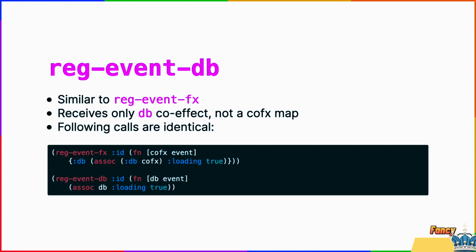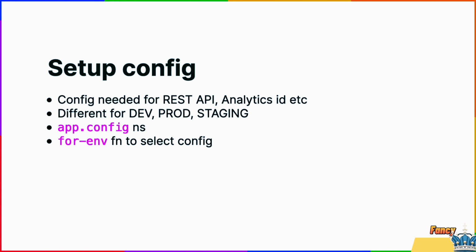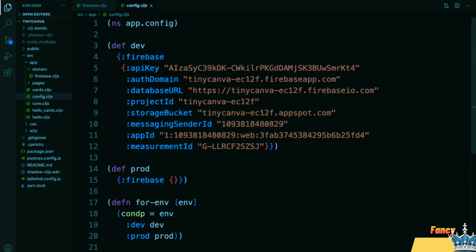For any Firebase function to work, we need to initialize a Firebase app using client configuration. Not just that, you might need other configurations in a real-world app, like REST API endpoints, analytics IDs. Also, you might have different sets of configurations for different environments. Our configuration strategy is to have an app.config namespace with top-level defs for each environment, and a for-env function to select the applicable configuration.